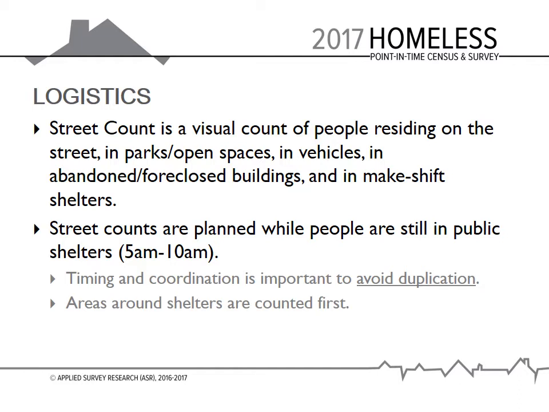The street counts are planned while people are still in public shelters. That's why we head out there as early as possible. Like I mentioned before, this timing is important to avoid duplication. This earlier time is generally when individuals are still going to be in their shelters. So we can get those individuals from our shelter count, and then we have you guys out in teams to collect people who are living in unsheltered situations. If you have a map area that includes a shelter, we ask that you head to that area around the shelter first.